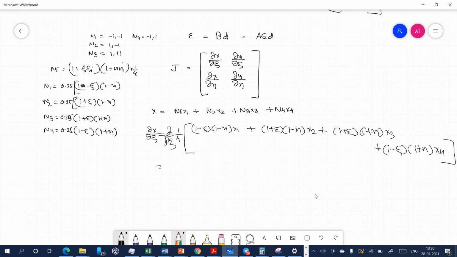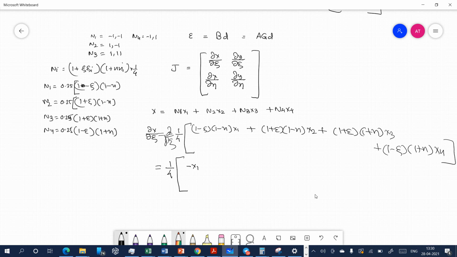So what will be the first term? The first term will have 1 into x1, that will go 0. Let me write 1 by 4 here. And then I will have minus zeta into x1, and the partial derivative of that will be simply minus x1, right?